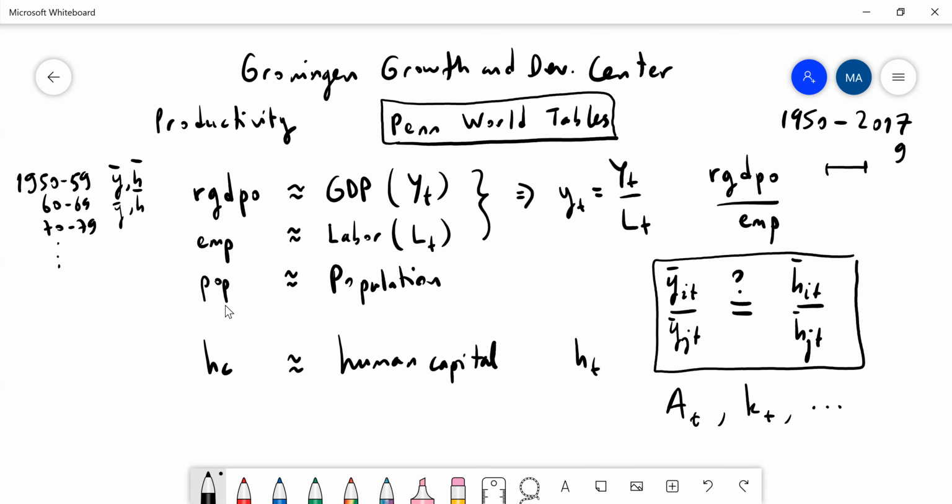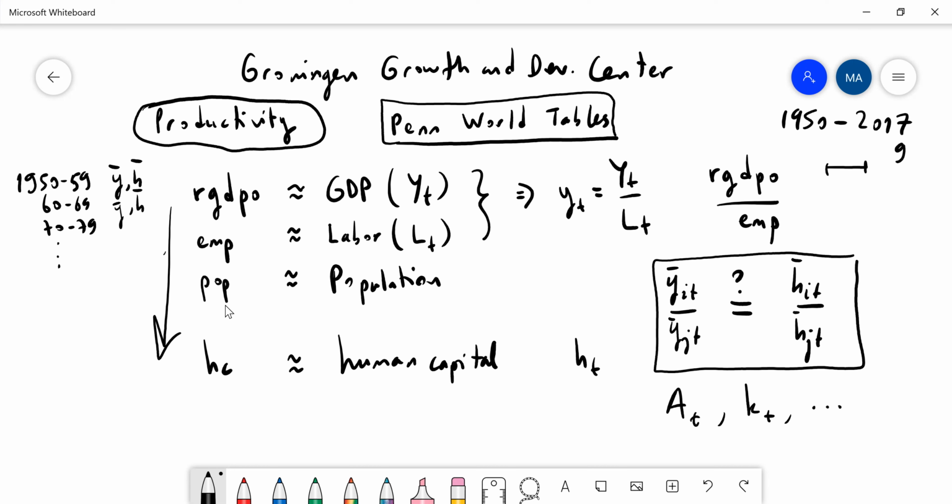Here it is. So there is this Groningen Growth and Development Center. They have this data called Penn World Tables under the section productivity, and a bunch of data. Some of them are very interesting because they directly correspond to what we have in the models. One is GDP, the aggregate GDP. There's another thing called labor. It is called employment there, but in our models, it works like labor.